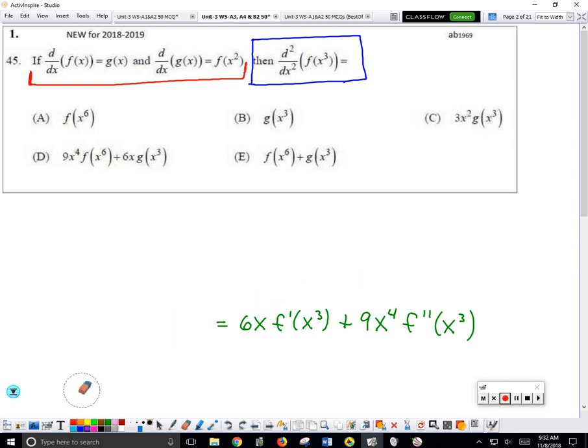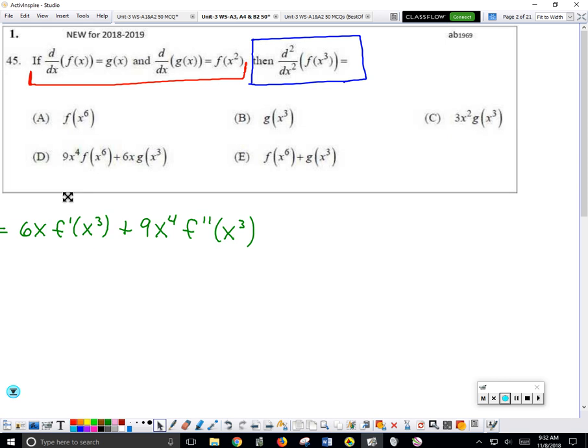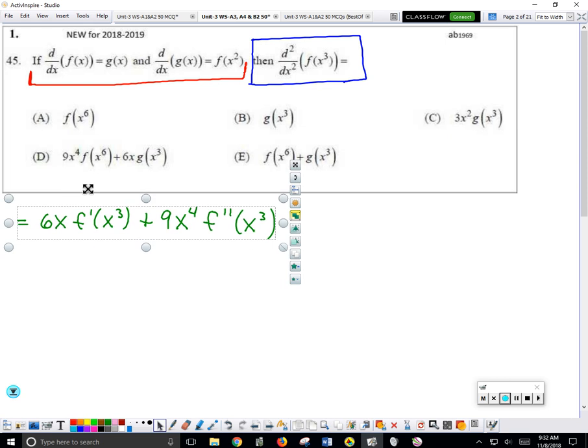Okay, we're finished, except that doesn't match the answer. It does appear to be D. I mean, the others don't look nearly as close. Let me show you how they get to D. This is where the red material here comes into play. I look up and notice it says the derivative of f is g. The derivative of f is equivalent to g. So f prime is the same thing as g.